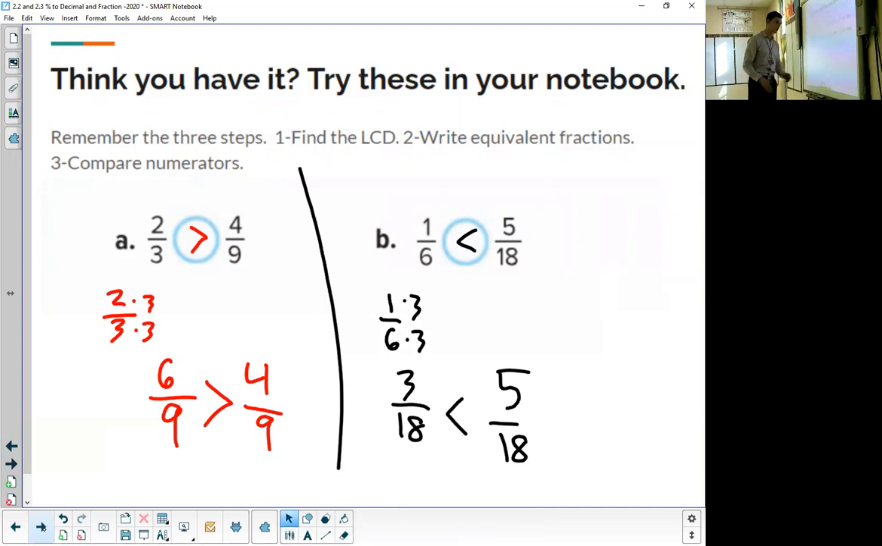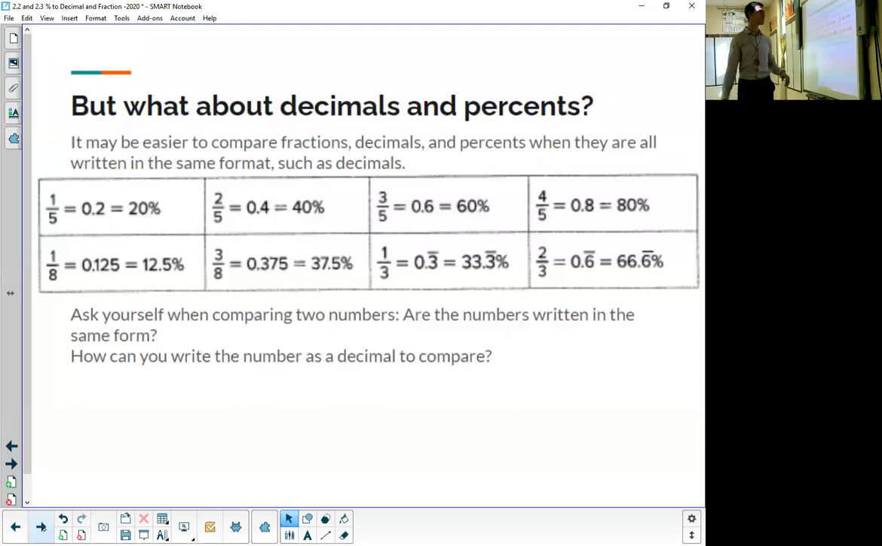So either way that you solve it, you will get a correct answer. But what about the decimals and percents, you might be asking? Mr. Henry, for fractions, we know about the LCD, but what about decimals and percents? Well, actually, these are a little bit easier, I like to think.